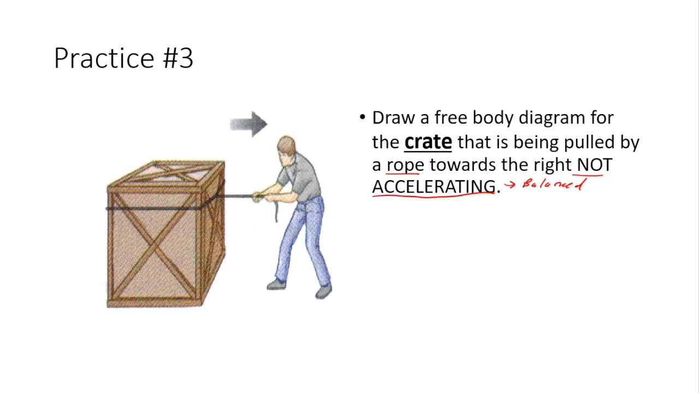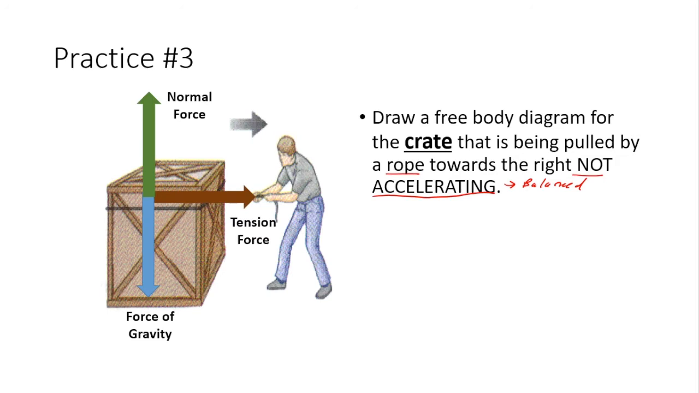So if we go ahead and draw our free body diagram here, we're going to start with the first one that we always know is present, and that is force gravity. Got force gravity pointed down. Next, our crate is on a flat surface, so we're going to have a normal force pointed up. And then we also have this person pulling, but they're pulling with a rope, so we should have force tension pointed to the right.